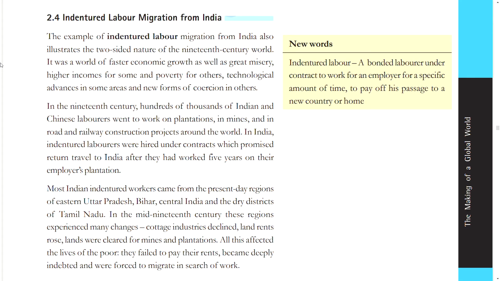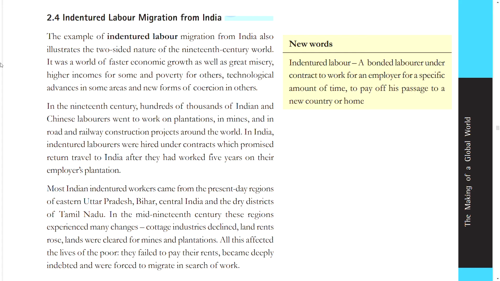Indentured labor migration from India. New words: indentured labor, a bonded labor under contract to work for an employer for a specific amount of time to pay off his passage to a new country or home. The example of indentured labor migration from India also illustrates the two-sided nature of the 19th century world.